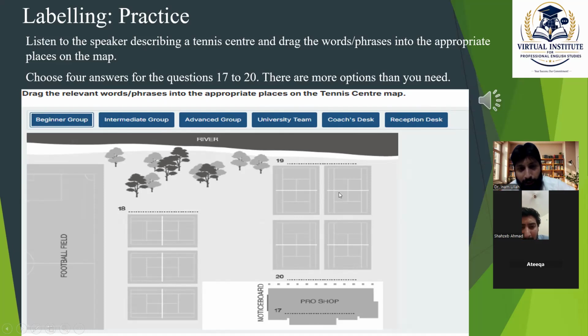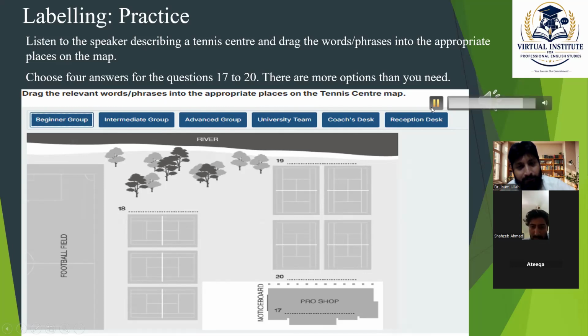Right? If you are a top player, you will play in the courts near the river, right? So these are the courts, these two courts. So in question number 19, which of the options is correct? Advanced group, because you are a top player, right? You're not a beginner, you're not intermediate, you're a top player. Is it clear? Yes, sir.